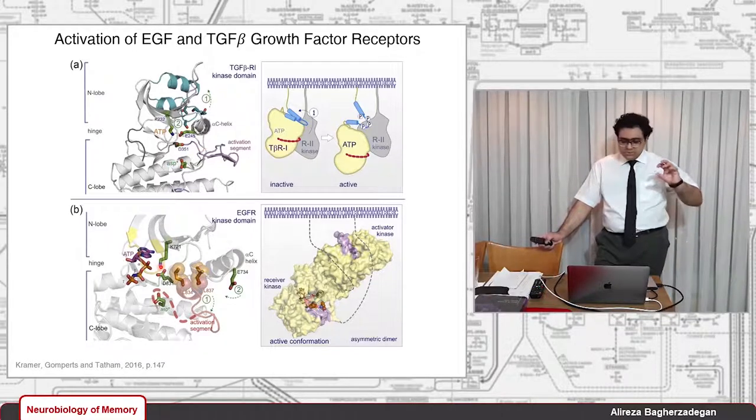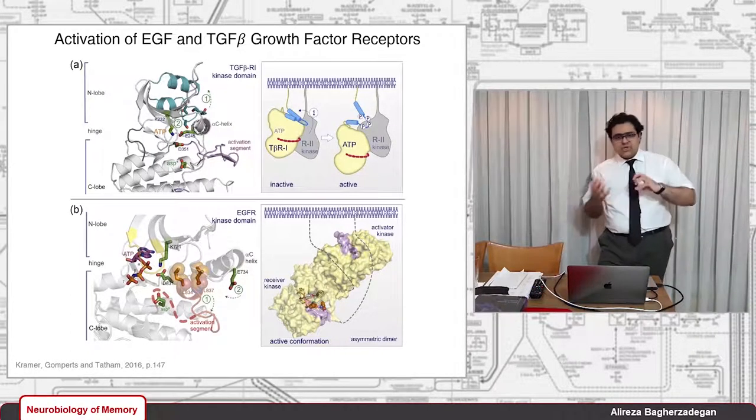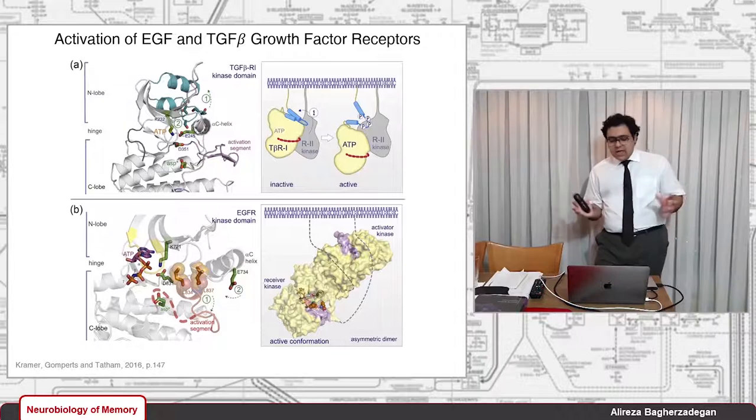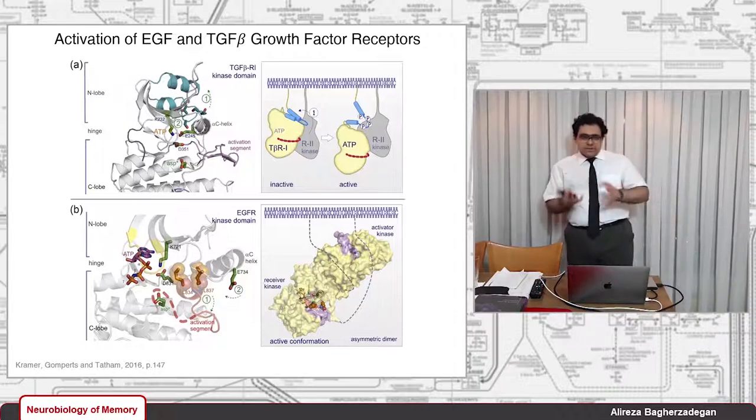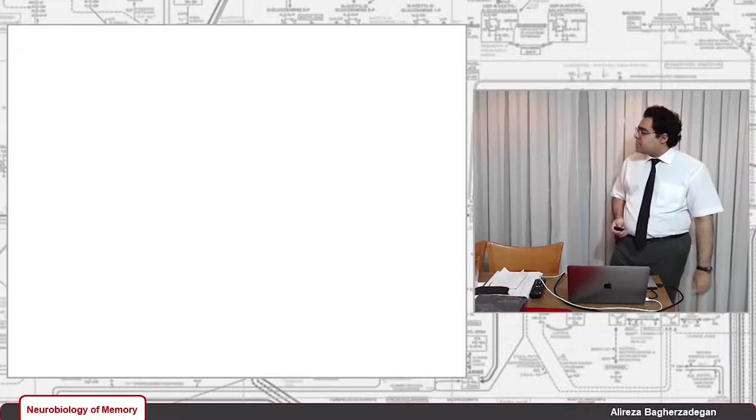I really enjoy studying these small things about the activation and deactivation, about the catalytic mechanisms of enzymes and proteins. Very beautiful. Okay.